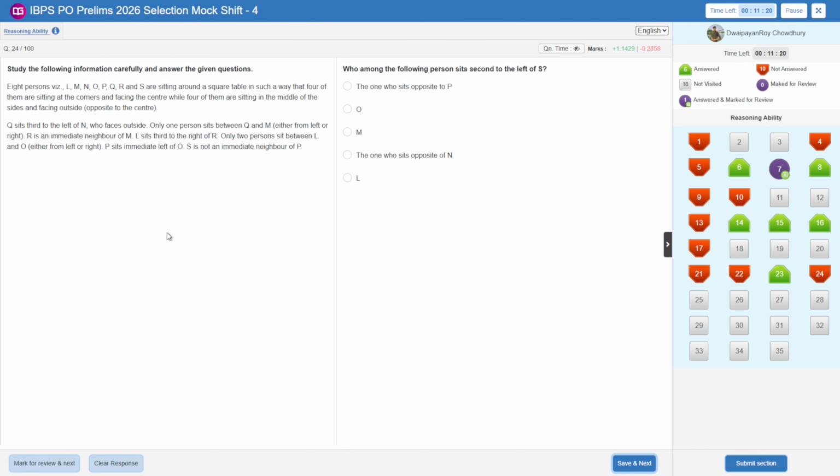8% square table, 4 corner, 4 inside. Okay, I'll start with this one. 8% square table inside, corner facing center, middle outside. Corner center, middle outside.